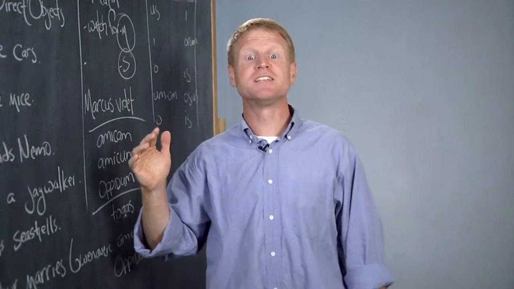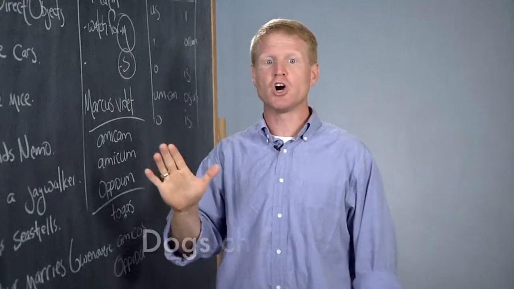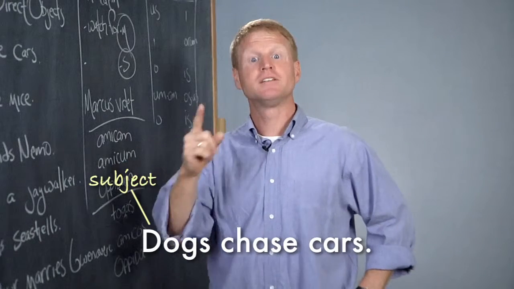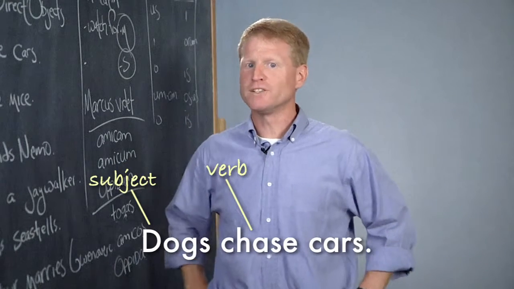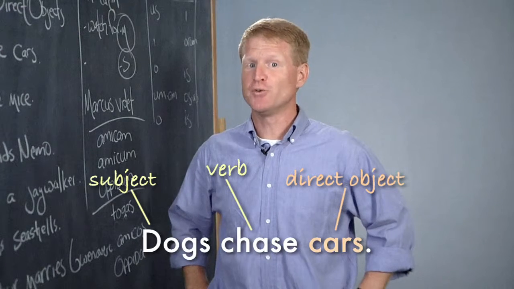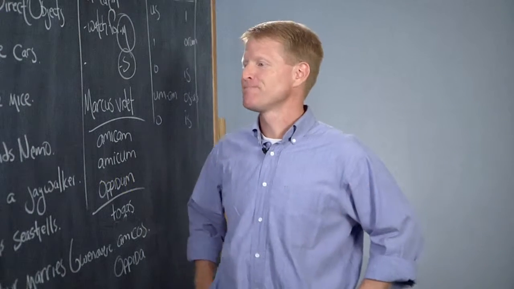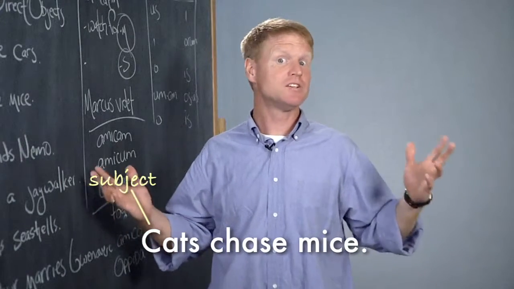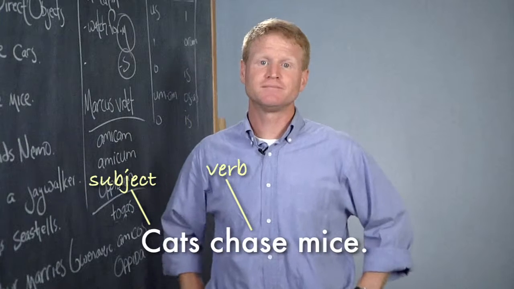Let's look at some sentences in English. If I said dogs chase cars, dogs is the subject, chase is the verb. What's the direct object? If you said cars, you are right. Cats chase mice. What's the subject? Cats, verb, chase. What's the direct object?